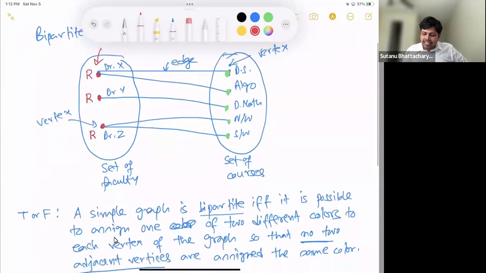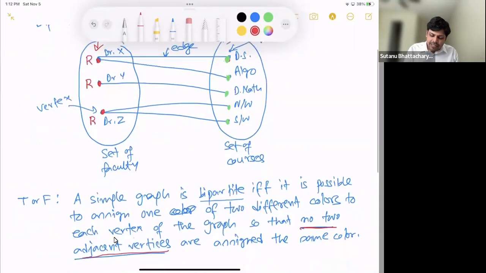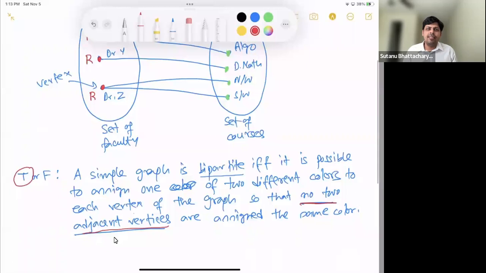So the statement is saying that a simple graph is bipartite if and only if it is possible to assign one of two different colors. Here we have used two colors, red and green, to each vertex of the graph, so that no two adjacent vertices, neighbor vertices, are assigned the same color. So that means the statement is true.